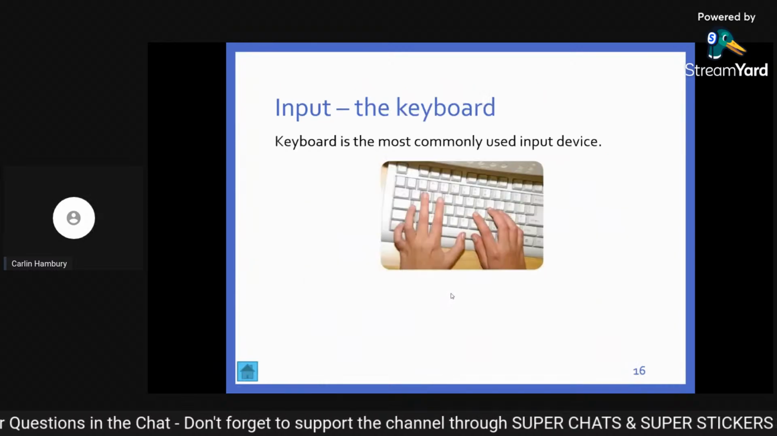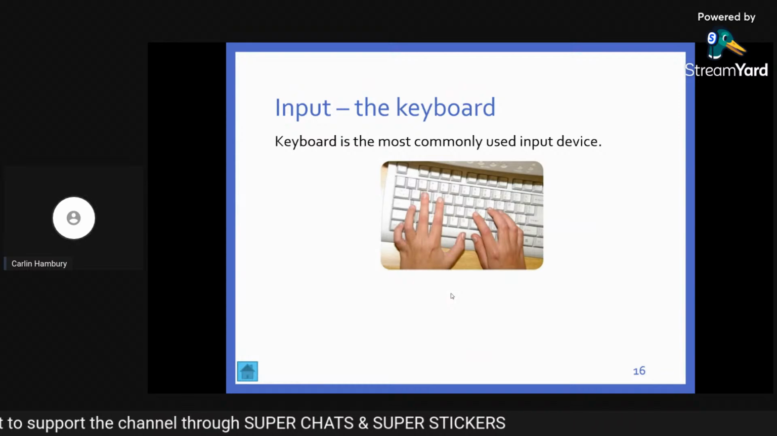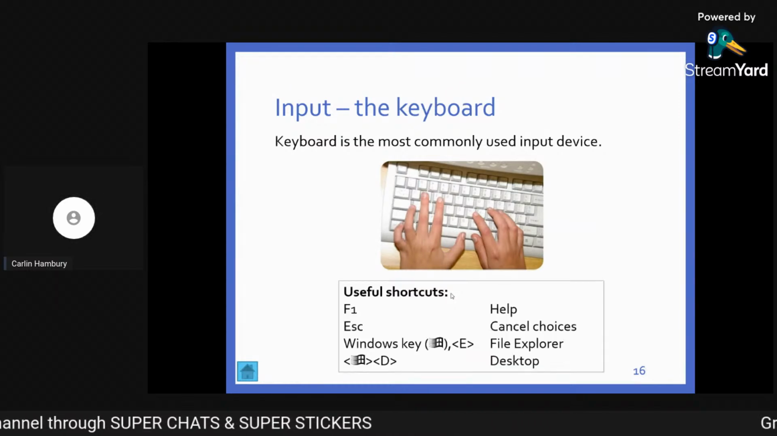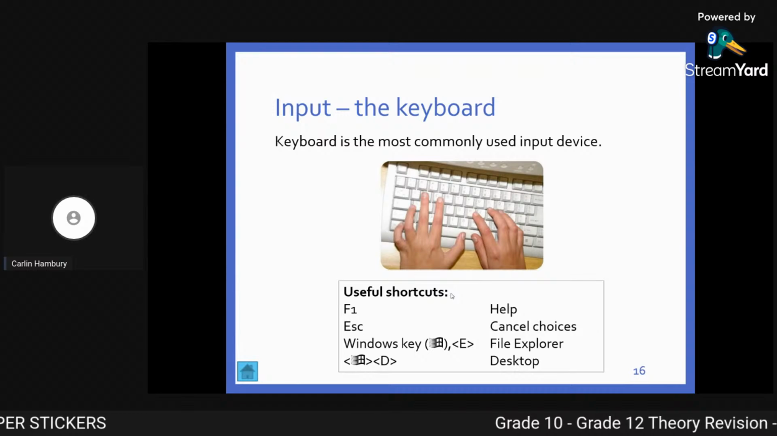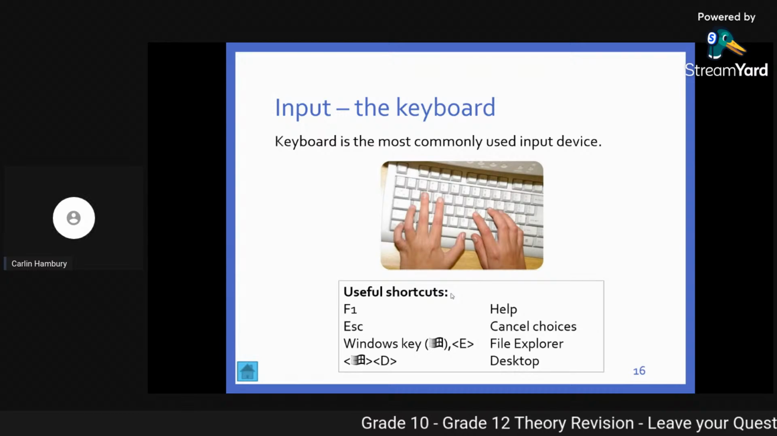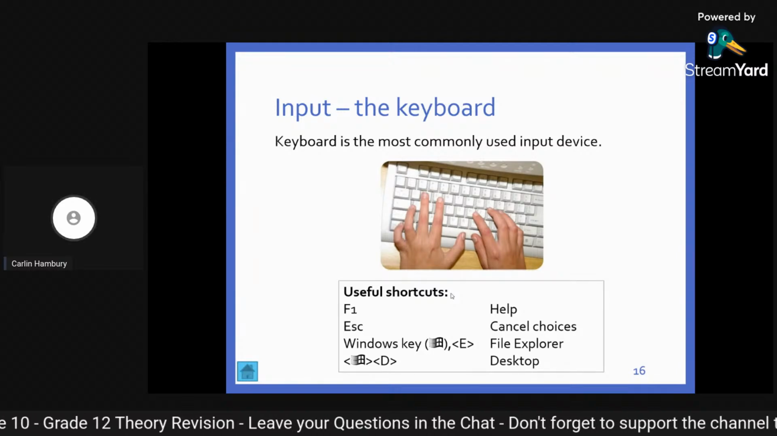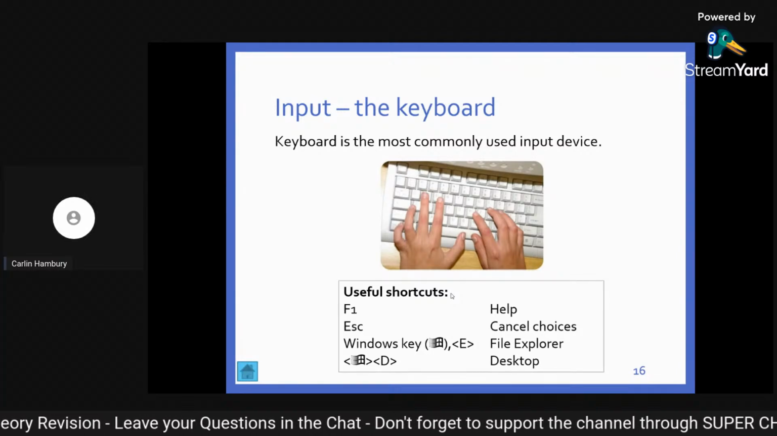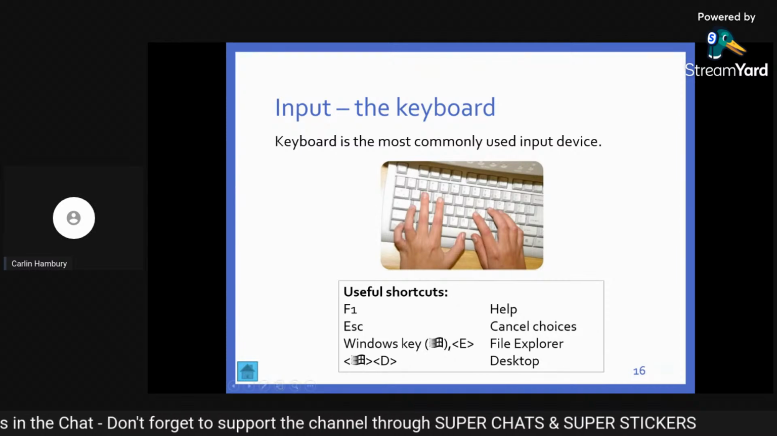Okay, then we go through the keyboard. They mention, obviously the keyboard is the most commonly used input device. What is important here is just to know these useful shortcuts. So F1 is for help, escape to cancel out choices. We've got our Windows key and the letter E. We've then also got the Windows key and the letter D.